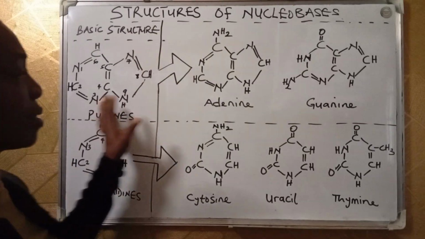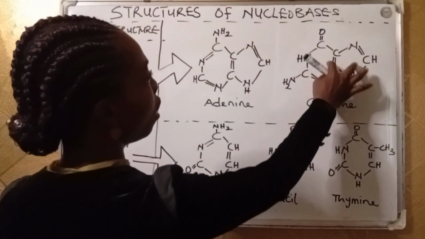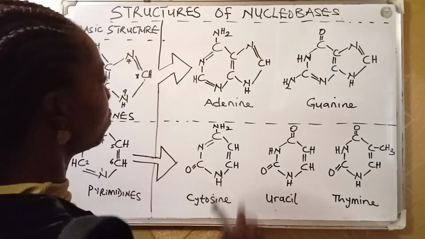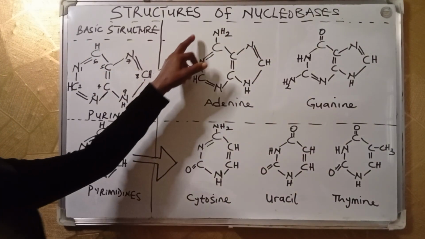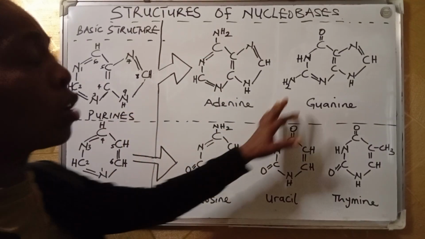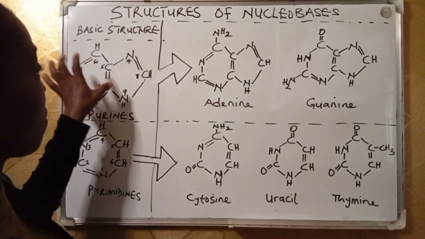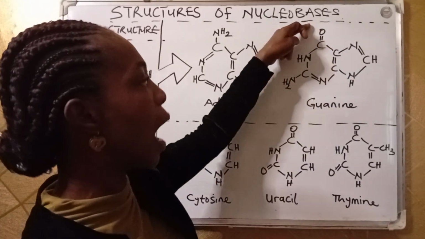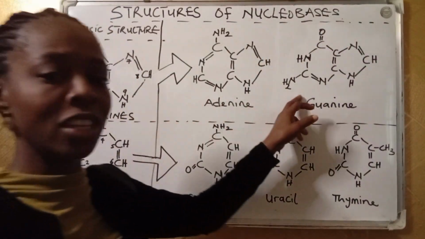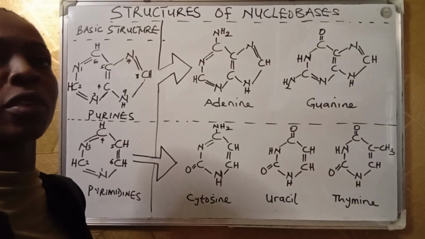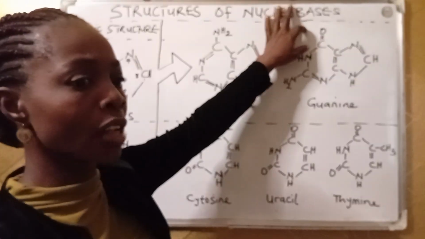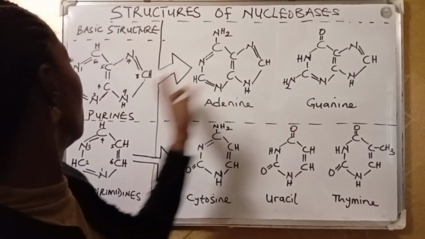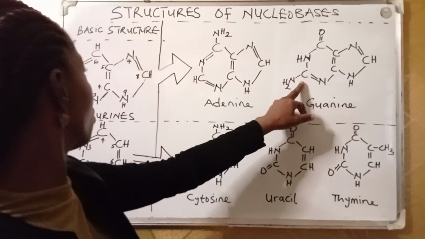Now the purine bases are adenine and guanine. So you can see they have the basic structure for purines. What's the difference between them? For adenine, at carbon 6, the hydrogen in the parent structure is replaced with an amino group. While for guanine, the hydrogen at carbon 6 in the parent structure is replaced with an oxygen atom, while at carbon 2 it is replaced with an amino group. That's the basic difference. So while we have just amino at carbon 6 for adenine, for guanine we have an oxygen atom at carbon 6 and an amino group at carbon 2.